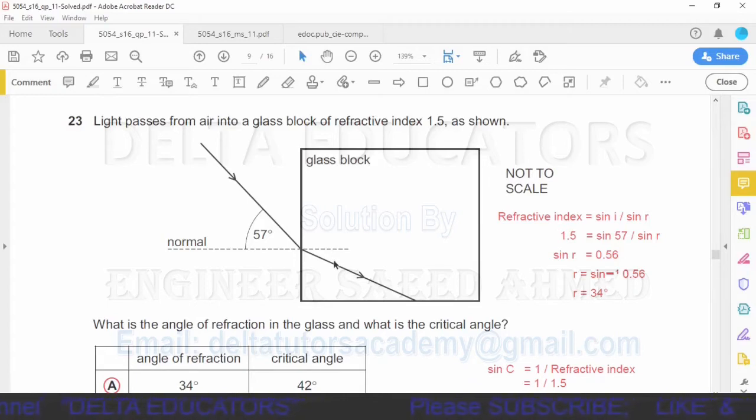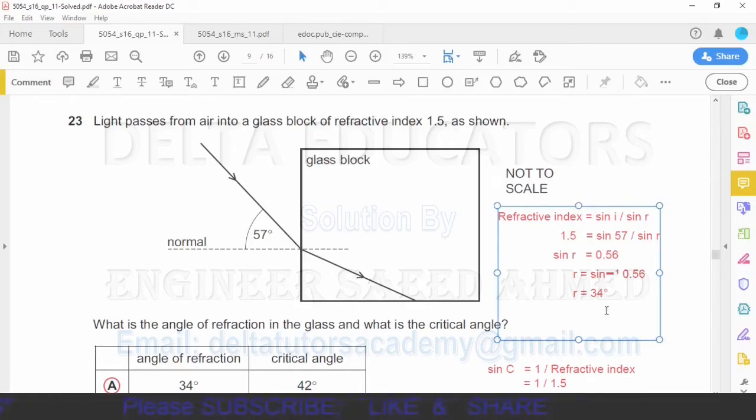To calculate the angle of refraction, we have studied a formula in the topic of refraction that refractive index is given as sine I over sine R, where sine I is the sine of the angle of incidence, that is 57, and sine R is the sine of the angle of refraction that we have to find out. Here the refractive index is given 1.5 and angle I is given 57, so we can calculate by using this formula. The angle of refraction we have calculated here is equal to 34 degrees.